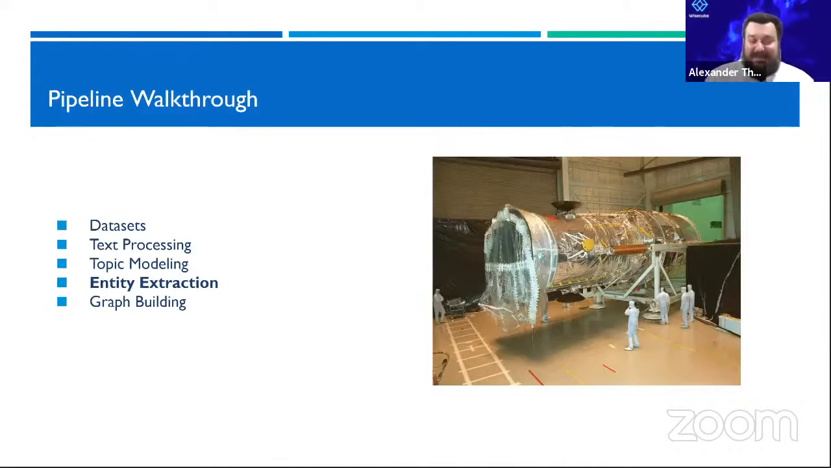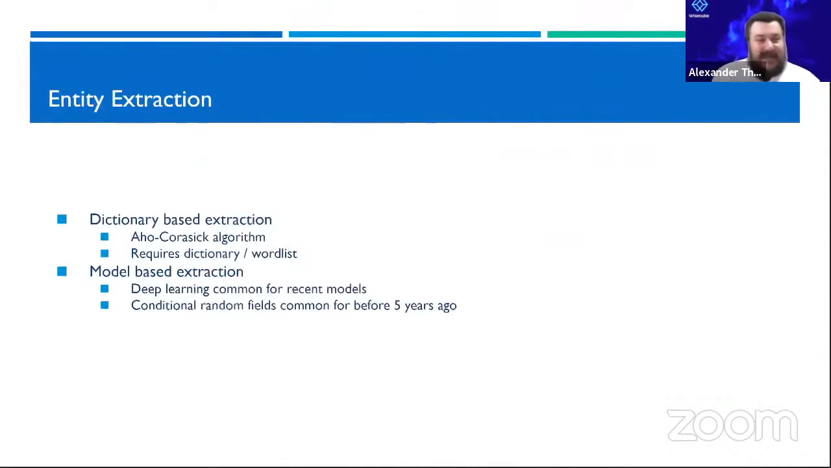Let's go on to entity extraction. As we mentioned, there are two basic approaches: dictionary-based extraction and model-based extraction. Dictionary-based extraction, at least the one we're using here, uses the Aho-Corasick algorithm. It's essentially a tree data structure of tokens that you use to search through text without having to backtrack. That means it's a pretty efficient way to do pattern matching when you have a large number of patterns.